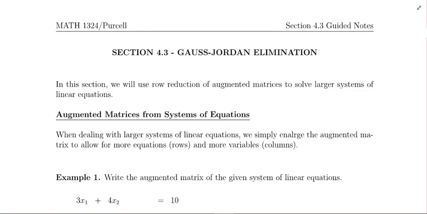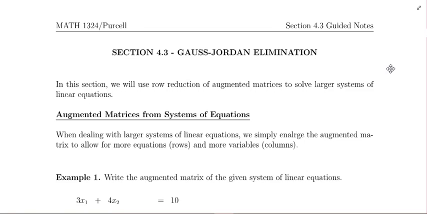So now what we're going to do in this section is increase the size of the system. For example, we will concentrate on systems of three linear equations in three variables. That will be our concentration. We will see some other sized systems, but again, our concentration will be on three linear equations in three variables. The good news is that the process is the same. We're just doing this to larger systems.